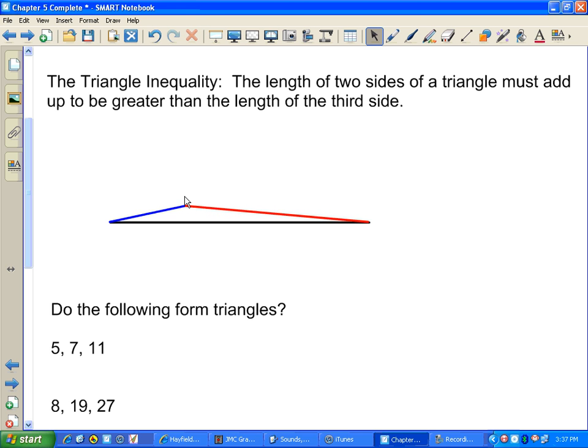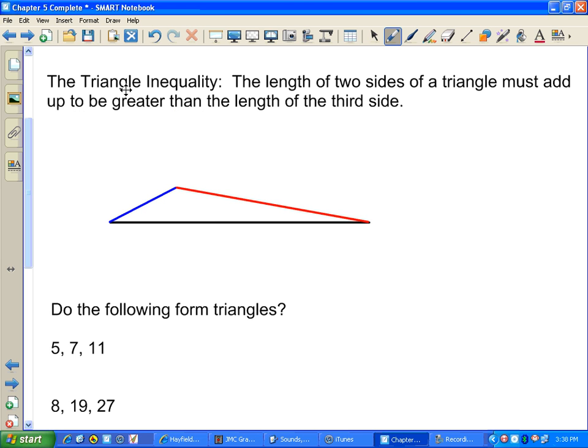So these two sides, the two shorter sides, are going to have to be at least a little bit longer than the biggest side. If they're not longer, here they're equaling the third side. And if I raise them up at all, I'm not going to have a triangle because those sides aren't going to end up meeting. So in order to actually make a triangle, these two sides are going to have to add up to something bigger than the large side.